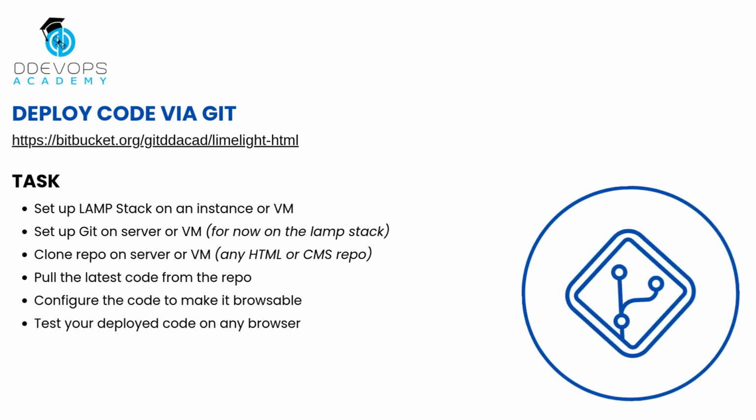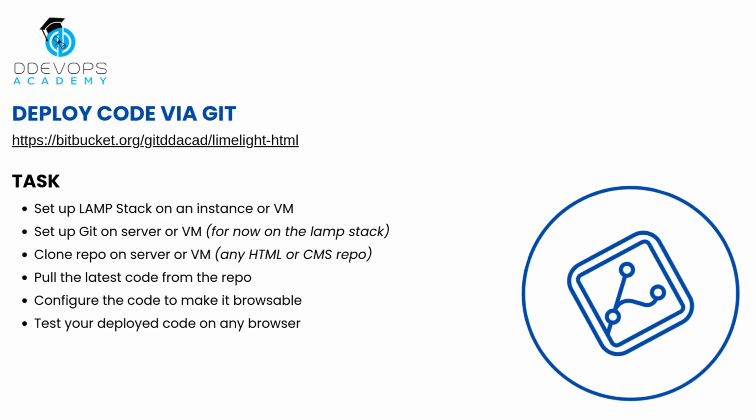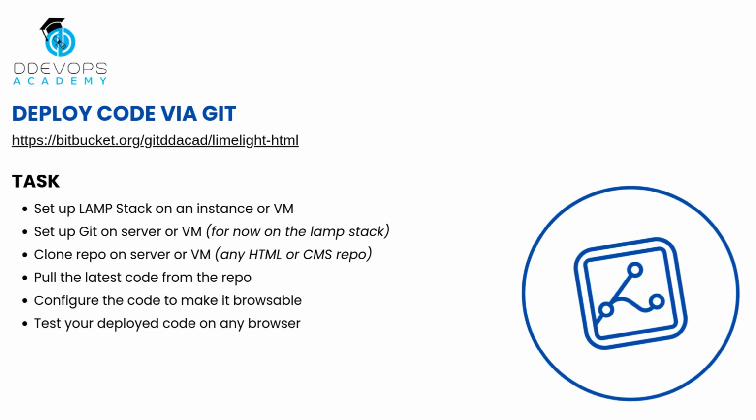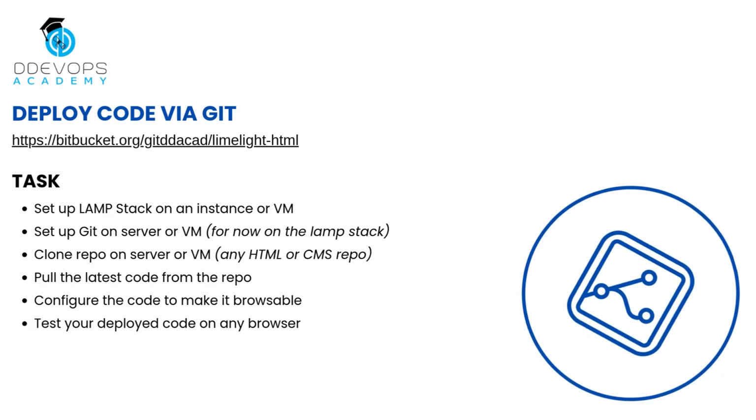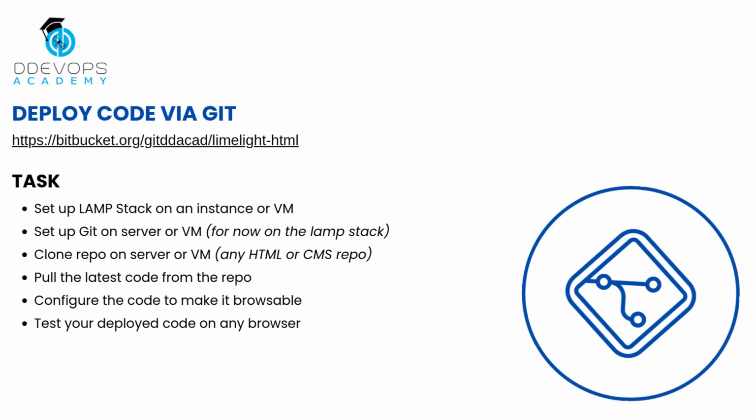Next, configure the code so it's accessible via a browser. This might involve setting file permissions or updating Apache settings. Finally, test your deployment in any browser to confirm everything works.